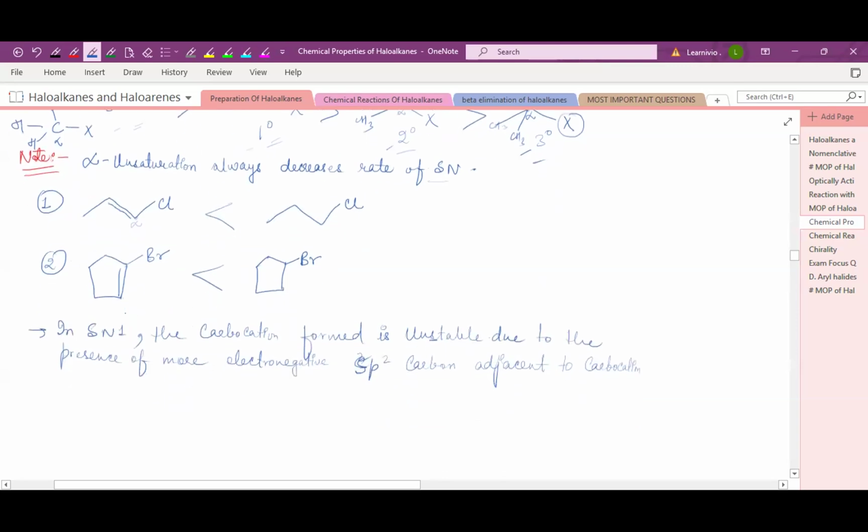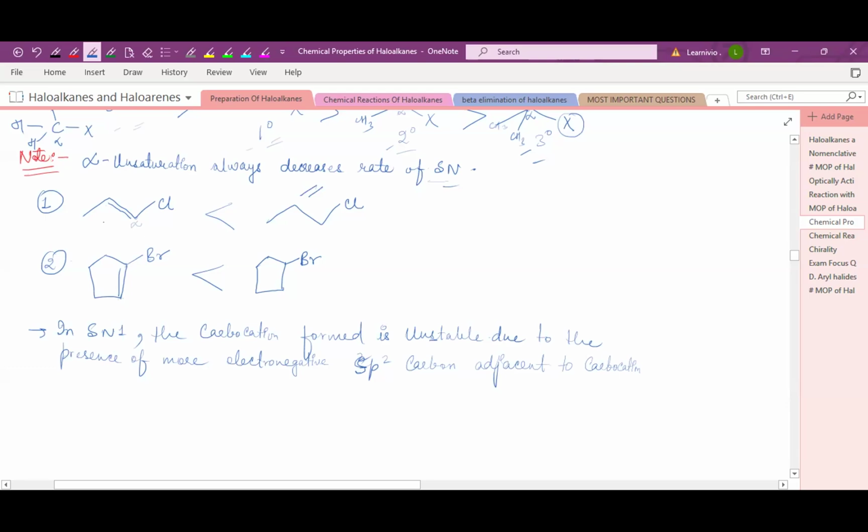Yeah, one more point you should remember. Alpha unsaturation. If there is an unsaturation, meaning a double bond or a triple bond, present on the alpha carbon, the alpha position, it will decrease the rate of nucleophilic substitution reaction. It will decrease the rate of nucleophilic substitution reaction. So you can see, if I tell you to compare the reactivity between these two, this will be more reactive. This will be more reactive towards the nucleophilic substitution reaction.